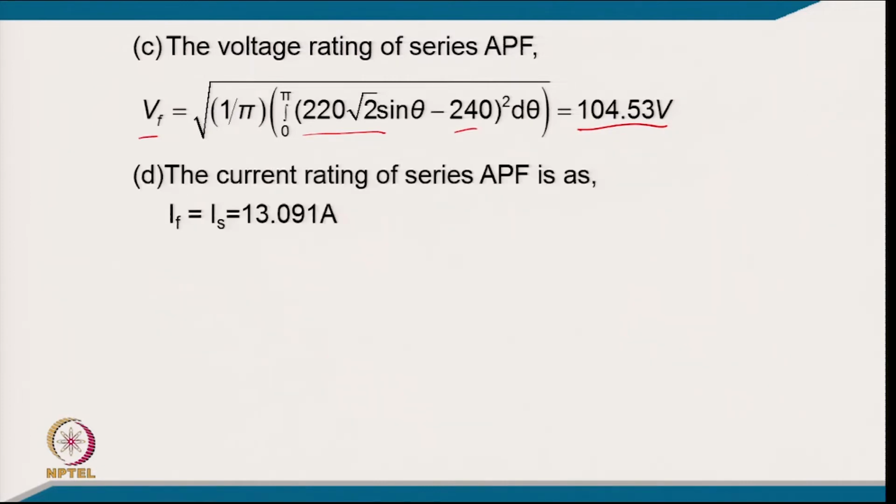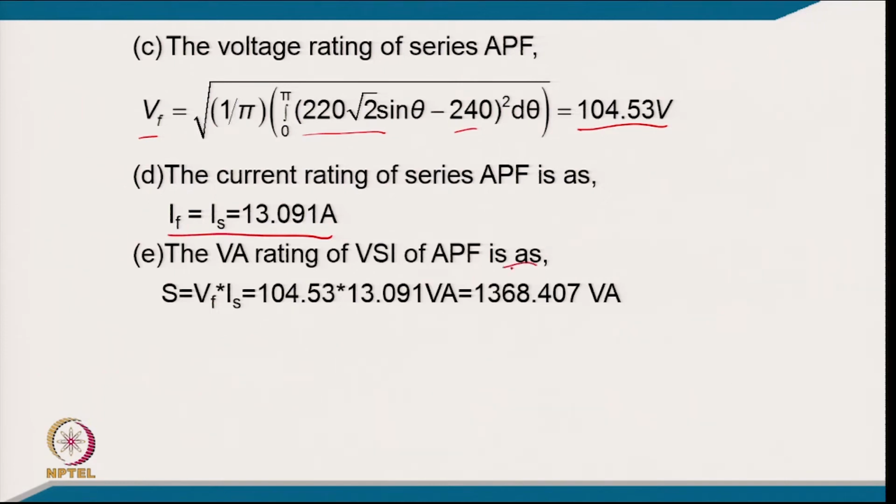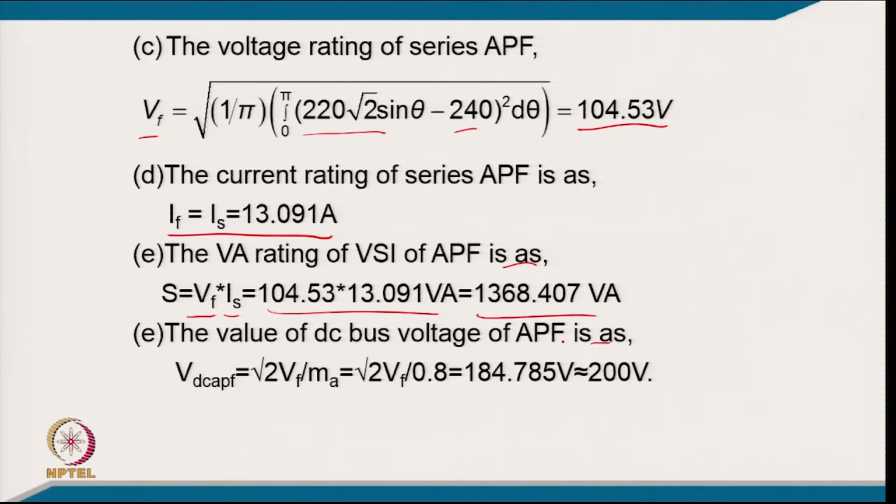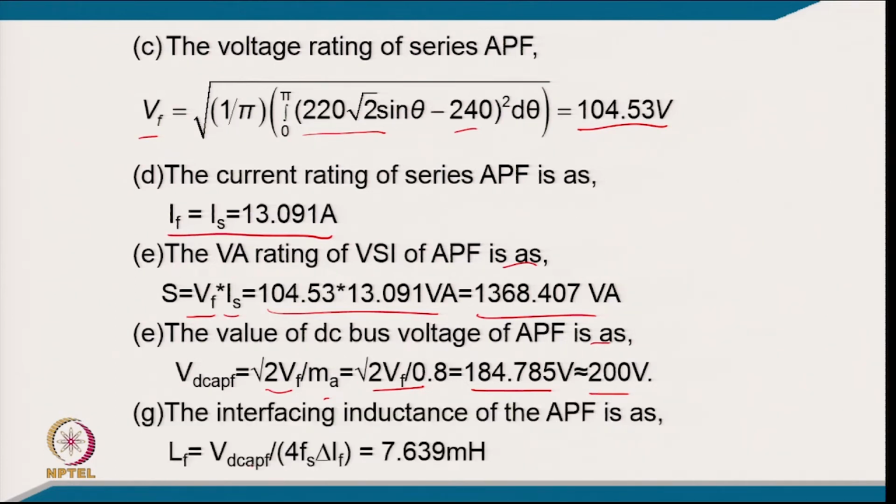104.53 volt. And the current rating of the series active filter we already calculated, that is the load current and source current, 13.091 ampere. And the VA rating of the series active filter for this current harmonic elimination will be the injected voltage by the series active filter multiplied by the current. Putting the values of these two, we get a rating of 1368.407 volt ampere. And the DC link voltage we can find out from root 2 Vf upon Ma. Putting the value of the modulation factor 0.8, it comes to 184.78. So, we can round off to 200 volt, and the interfacing inductance, putting the value of the DC link, comes to 7.639 millihenry.